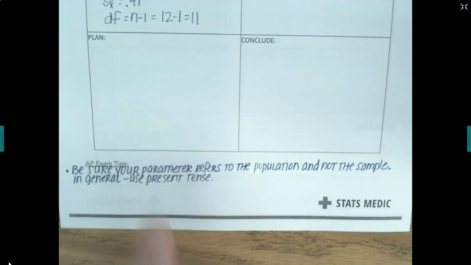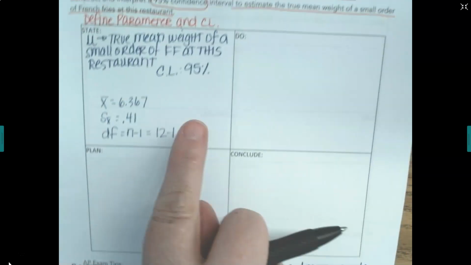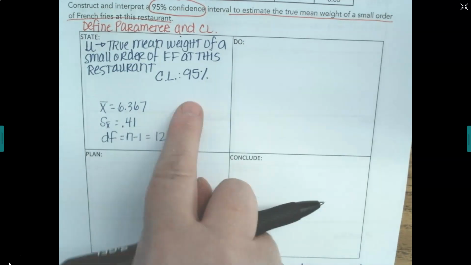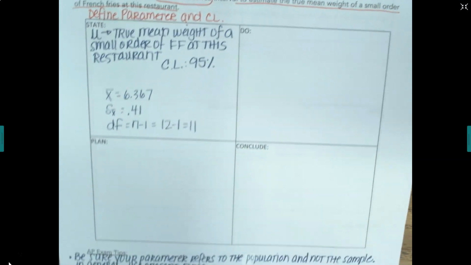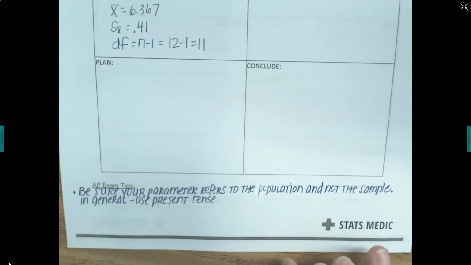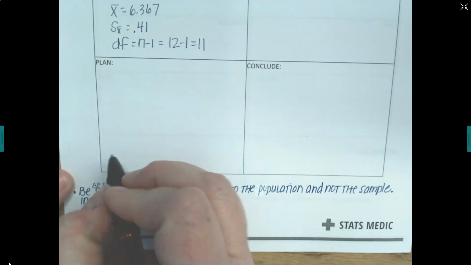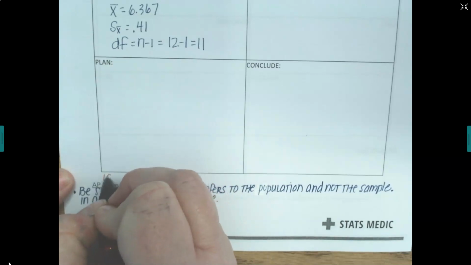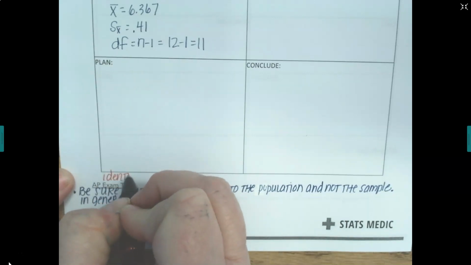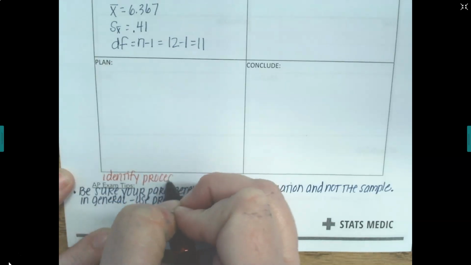The next one we're going to do is plan, which is below state. The order you write these, sometimes we'll do state, plan, do, conclude. You can do whatever works for you to organize. That's all it is. It's an organizational tool. So in the plan, you want to identify your procedure and check conditions.